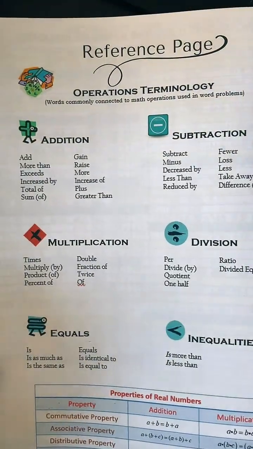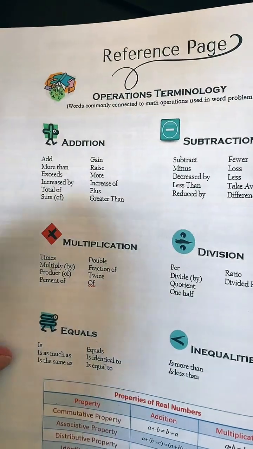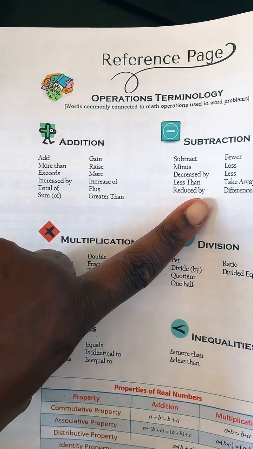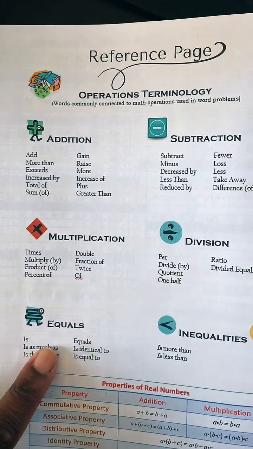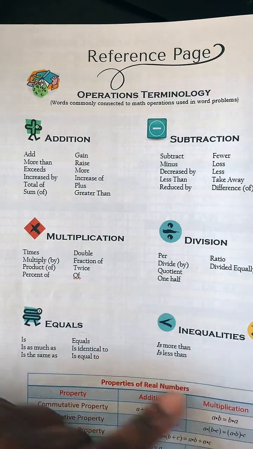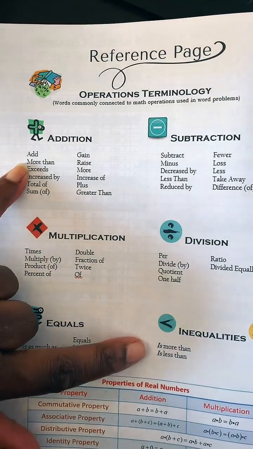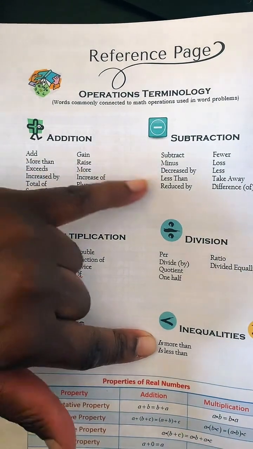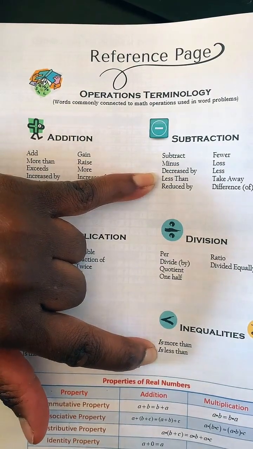So inside of my Ultimate Math Notebook that I have created, I actually have a reference sheet. This reference sheet shows the different words for addition, for subtraction, multiplication, division, as well as equals and inequalities. A lot of students usually mix up the inequalities, especially more than. More than for addition is different from more than for inequalities. Same thing with subtraction, less than for subtraction versus less than for inequalities.